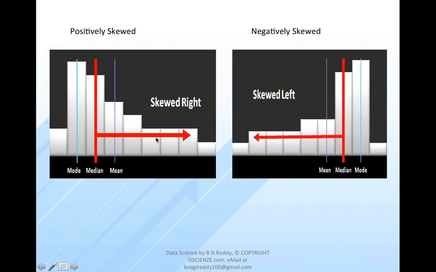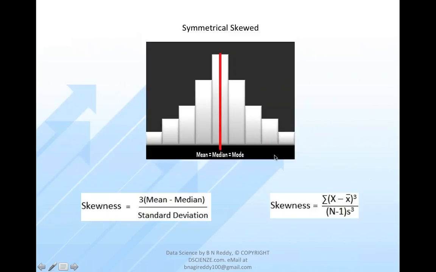We can say that in the positively skewed, most of the values are spread across the left side, and on the right side we get the low values. And in the negatively skewed, most of the values are spread across the right side, and on the left side we have low values. Got it. The mean, median, mode. And if you see the symmetric, the perfect symmetrical skew is going to be here. You will see mean, median, mode, everything exists here.